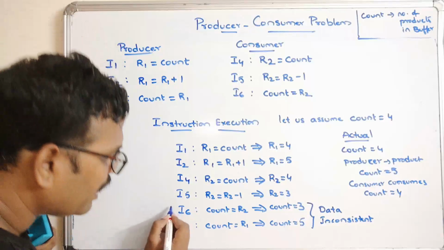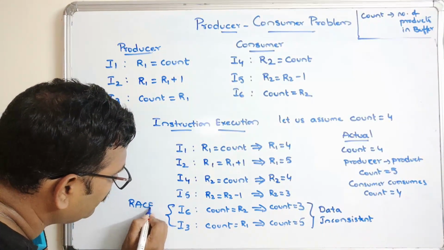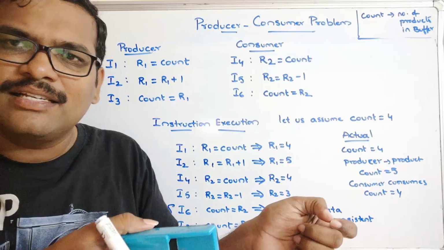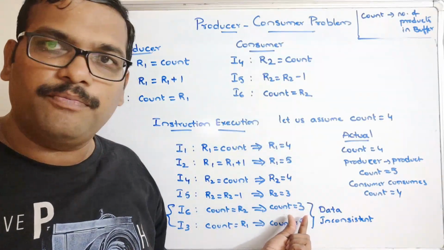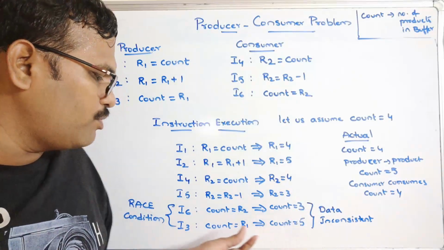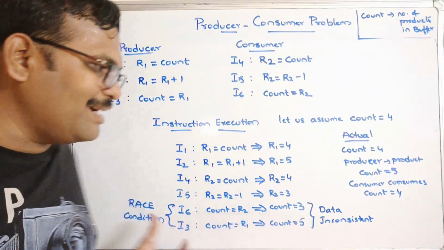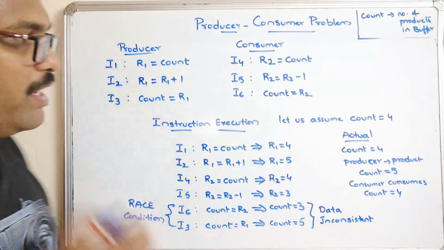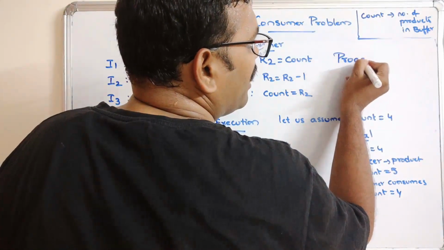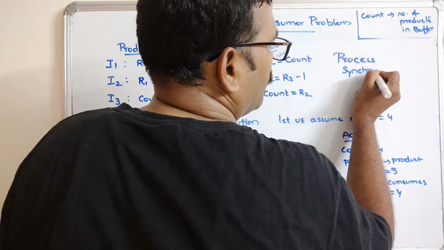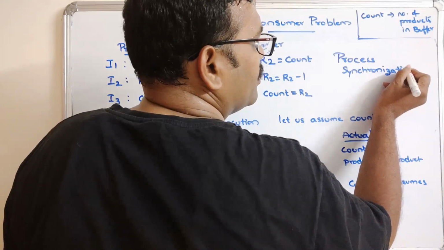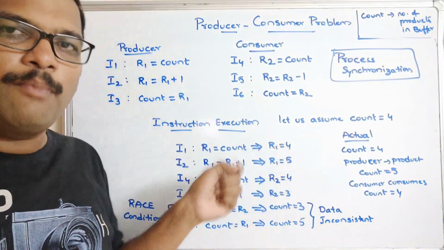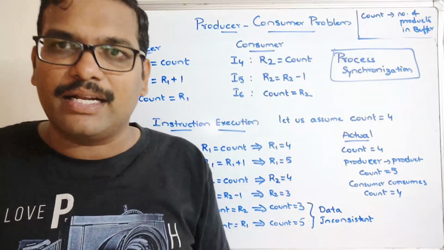This type of condition is called a race condition. Both the processes are in a race to justify the correct value. The count is 3 according to the consumer, count is 5 according to the producer. So this is called a race condition, and in this process we have data inconsistency. For such processes we require process synchronization. This is one among different problems where we require process synchronization.